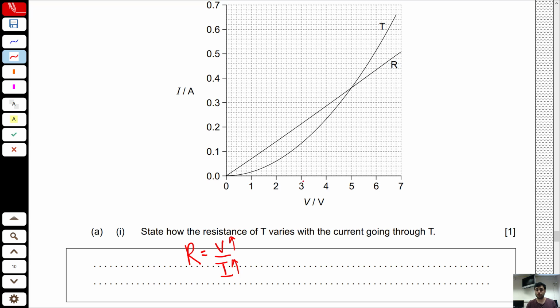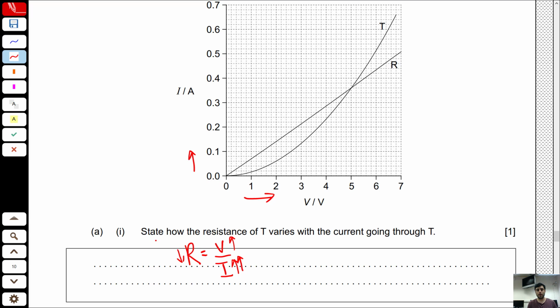So the voltage is also increasing, right? The voltage is increasing, the current is increasing as we move along this curve. But since the curve is concave upward, the current, which is in the upward direction, increases at a much faster rate than the voltage. So if the denominator increases at a much faster rate than the numerator, what's going to happen? Eventually the resistance will drop.